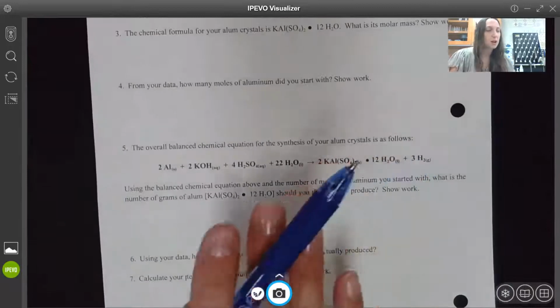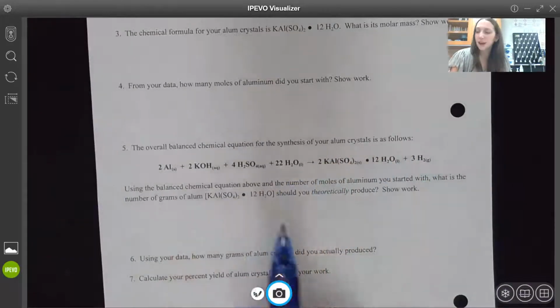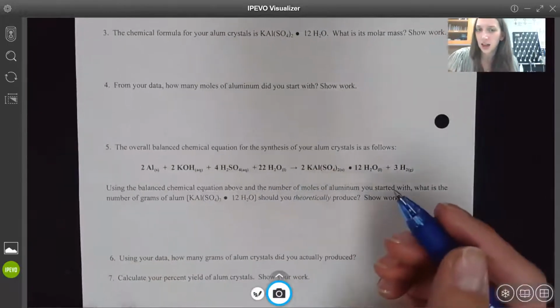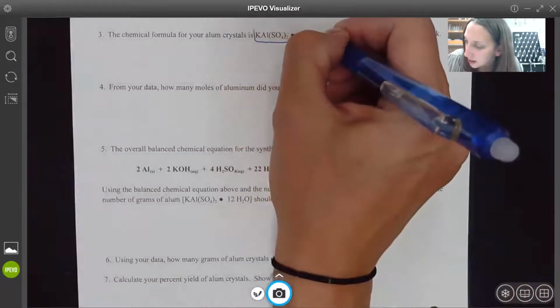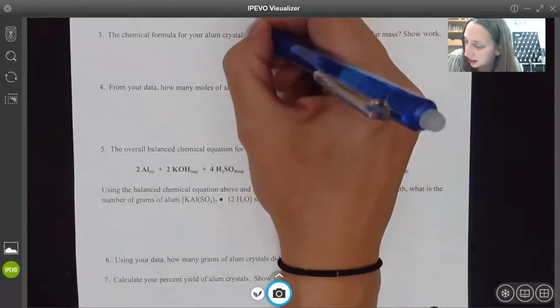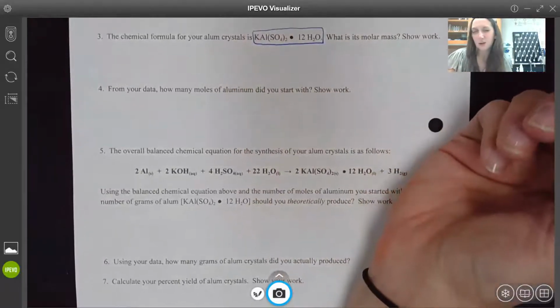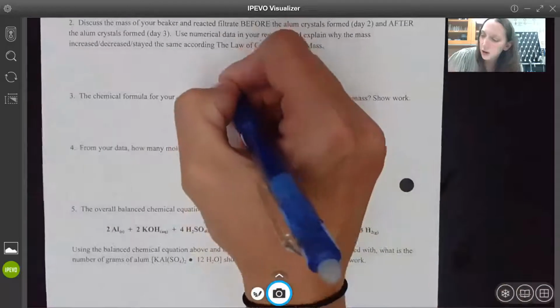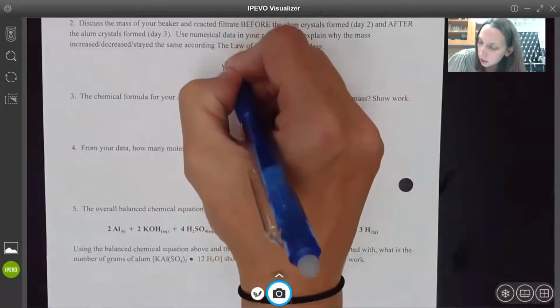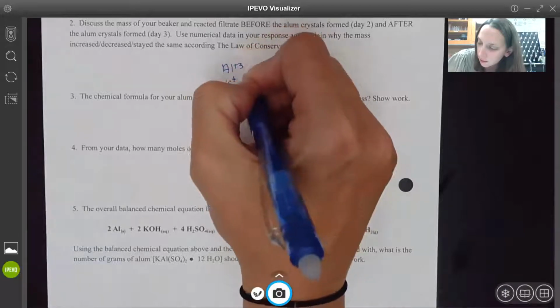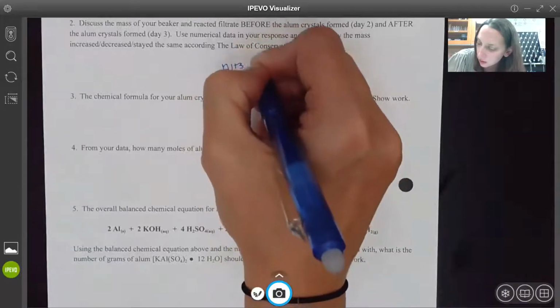Okay, number 3, we've got the chemical formula finally of our alum crystals. Here's my formula for alum: potassium aluminum sulfate dodecahydrate. And I would never ask you anything on this on a test or quiz, but you can definitely understand this. Potassium's a +1, aluminum's a +3, sulfate's a -2. There are 2 sulfates.